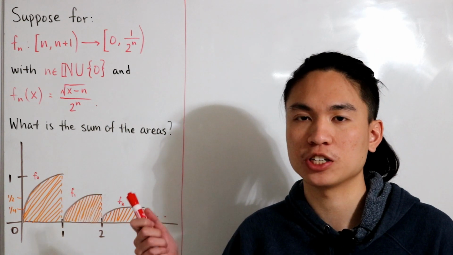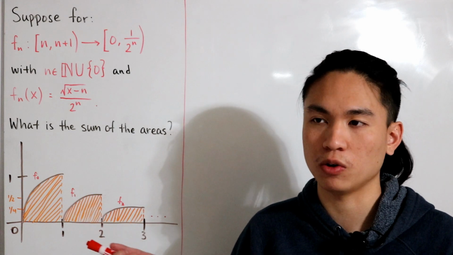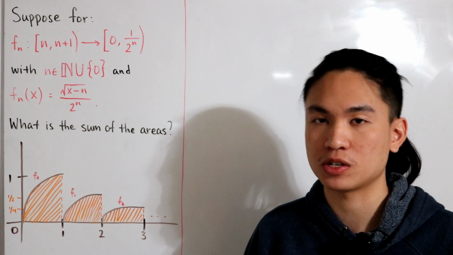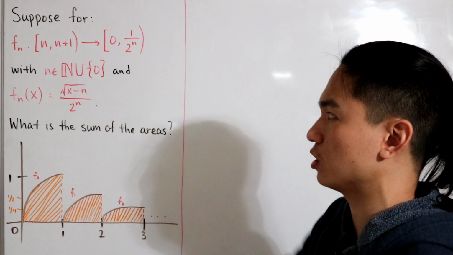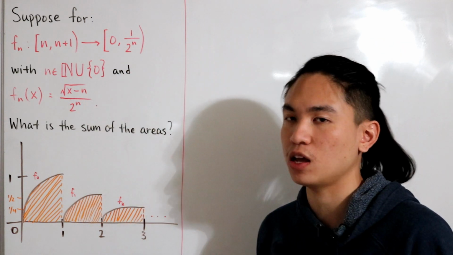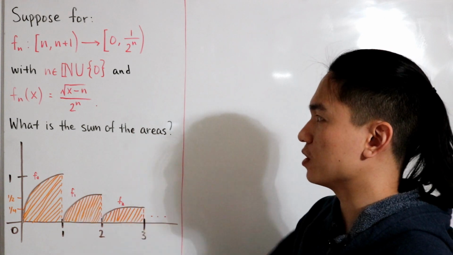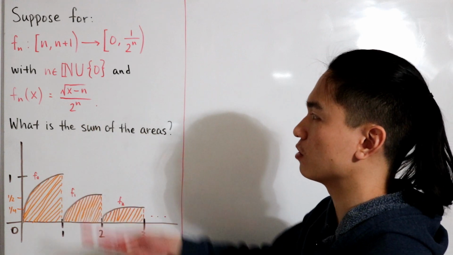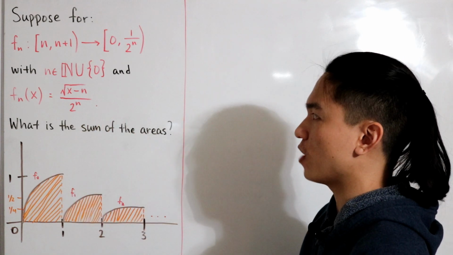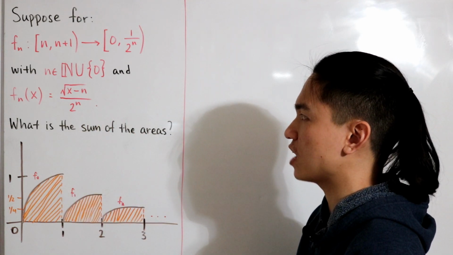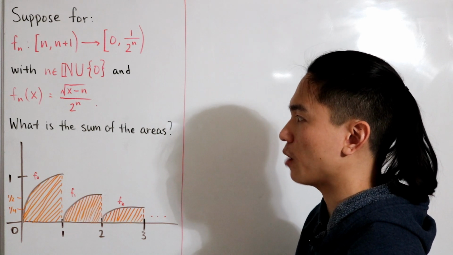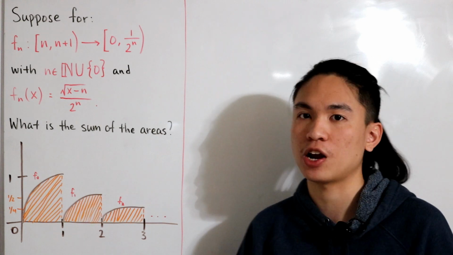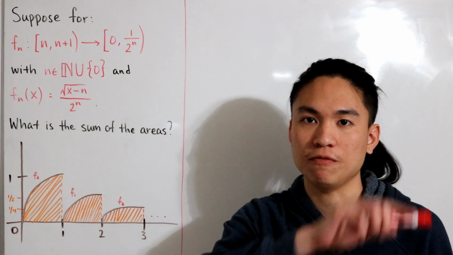I just put that notation down since, depending on whatever textbook or professor you ask, 0 is part of the natural number set, or 0 is not part of it, but we're just going to make this little notation to include that element. Also, given that f sub n of x, the sequence of functions itself, is given by the square root of x minus n, divided by 2 to the power n. So today's question is, what is the sum of all of its areas if we're taking everything towards infinity?